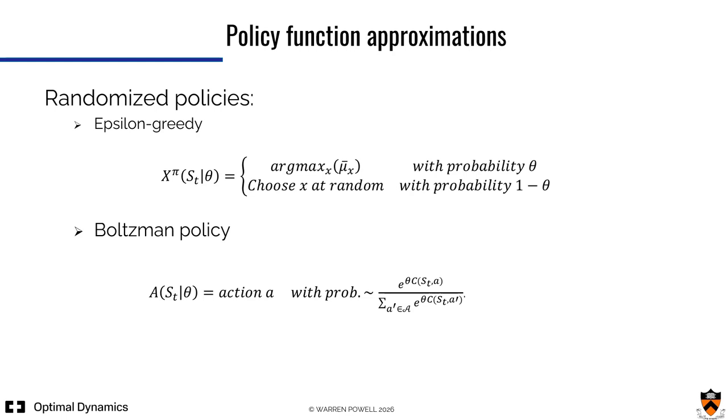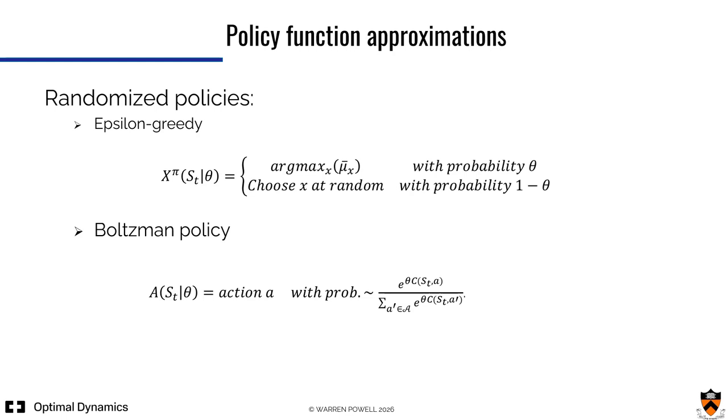Randomized policies or parameterized policies. Epsilon greedy is a popular policy in reinforcement learning, especially in games, where with probability theta we may do what appears to be best, or with probability 1 minus theta we may just choose a step at random, and that's in order to force exploration.